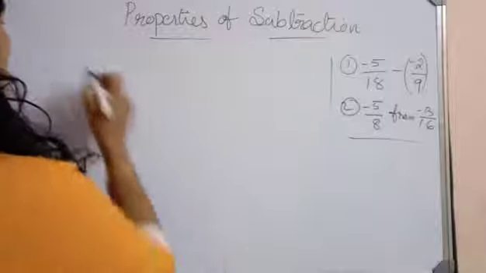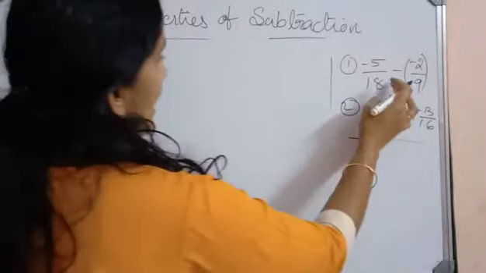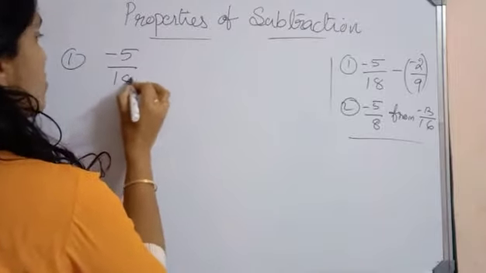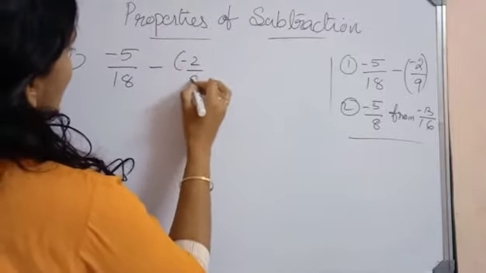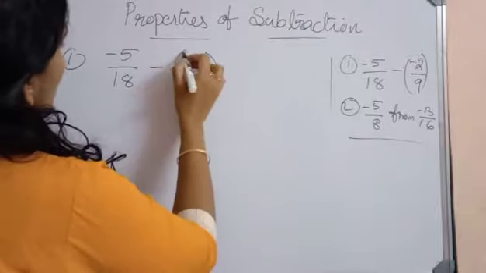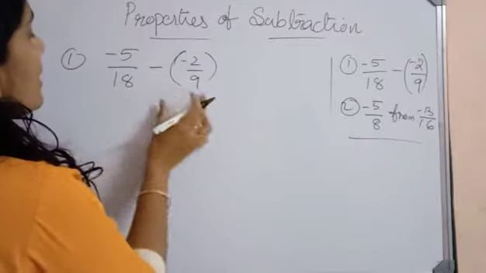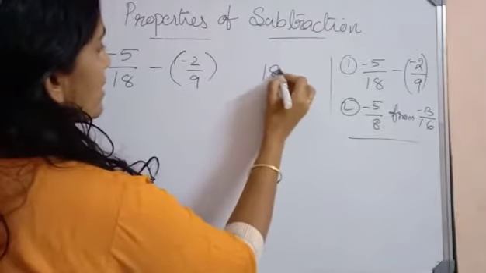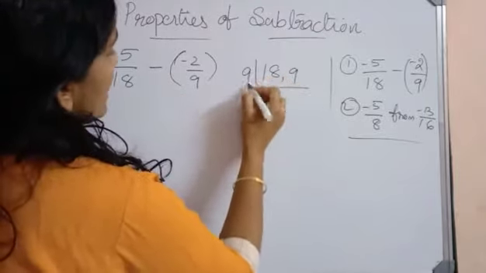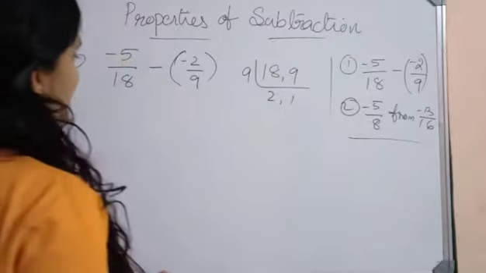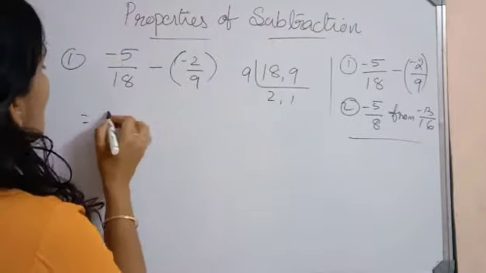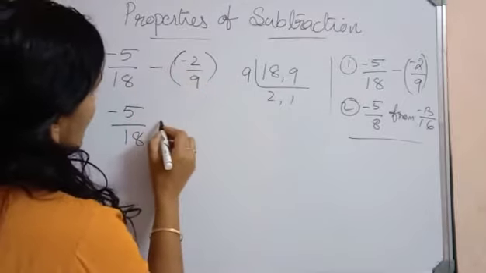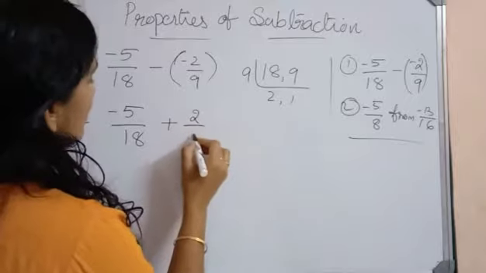Look at the first question. Subtract minus 2 by 9 from minus 5 by 18. Minus 5 by 18 minus 2 by 9. So here what you need to remember is you need to make the denominators equal. For that we have to take the LCM. How to take the LCM? 18 and 9. The LCM is 18 itself. So you can write this as minus 5 by 18. Here minus into minus is plus 2 by 9.